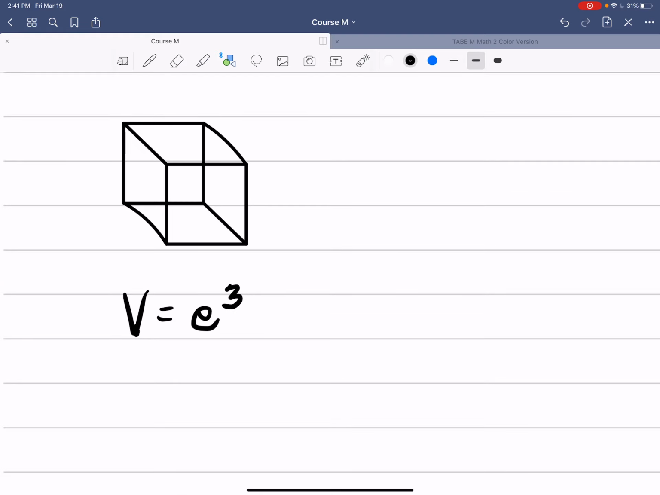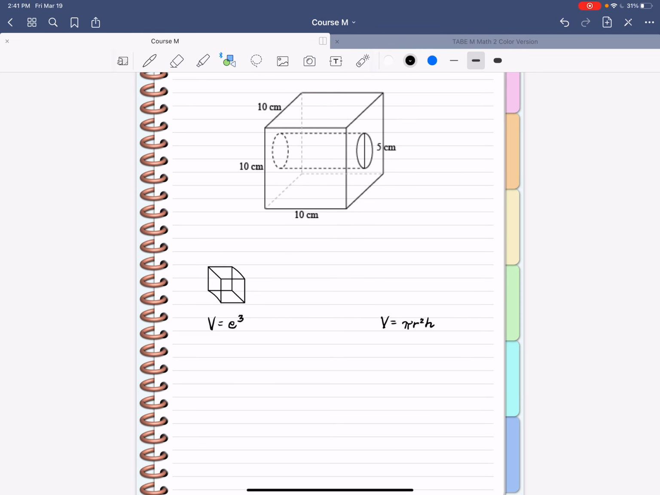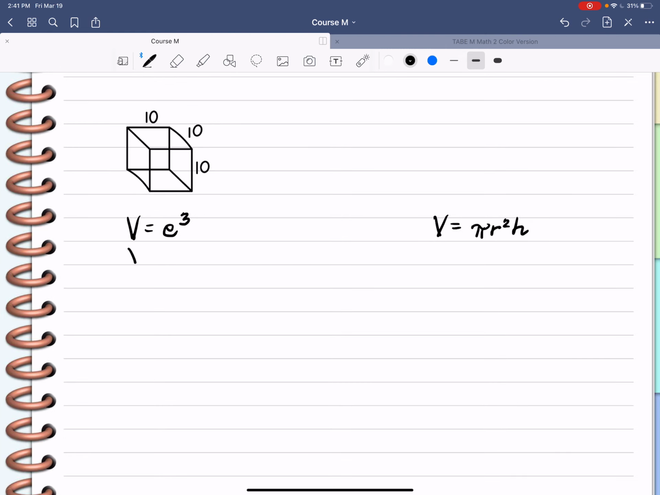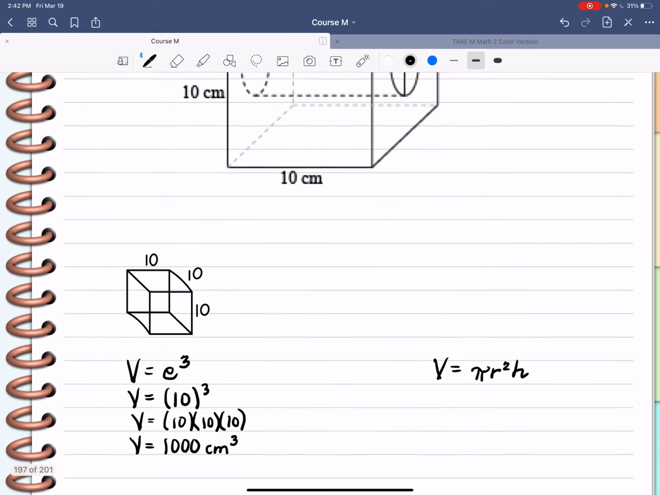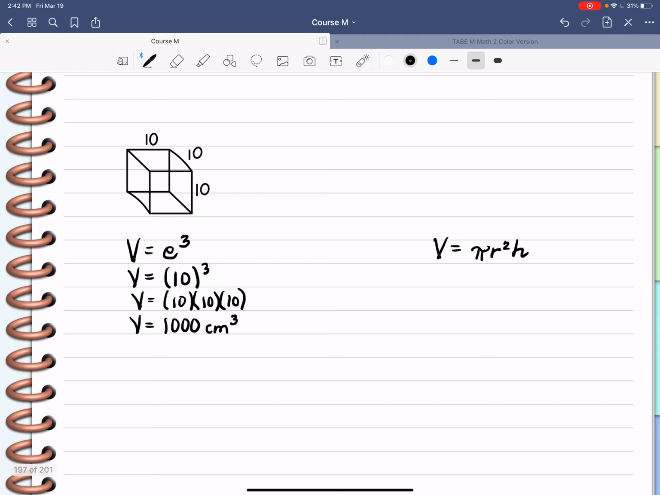So just the cube, just this part, is 10 by 10 by 10. So to do the volume of the cube, I would say that one edge is 10, and we're going to take that to the 3rd power. That's the same as saying length times width times height. So the volume is 1,000 cubic centimeters, just for the cube.